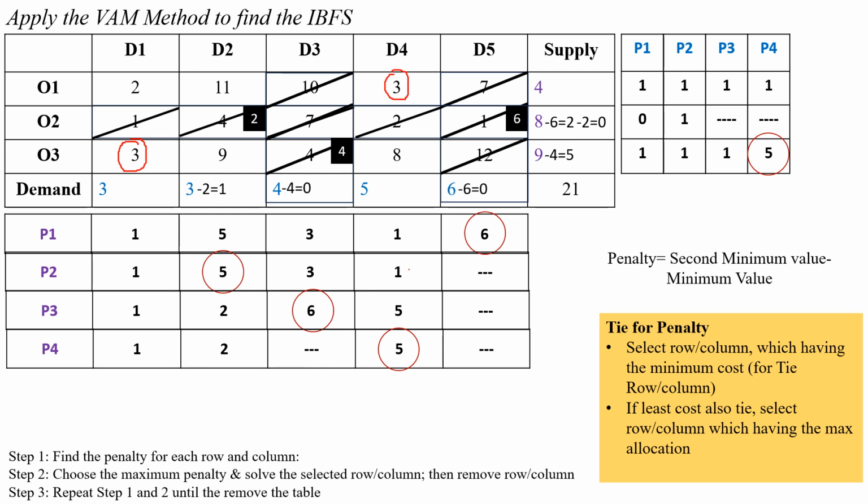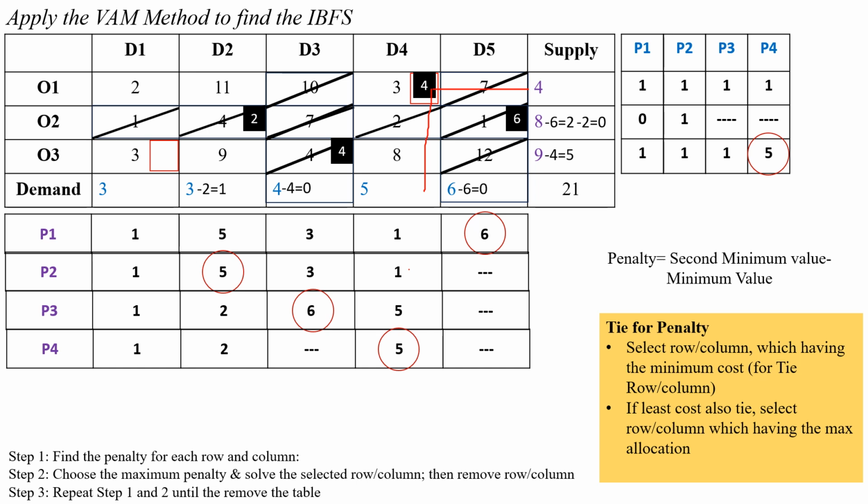So if the minimum cost also tie, then we have to select the row or column which having the maximum allocation. So first we have to observe the maximum possibility of allocation in the D4 column at the minimum cost cell. So here possibility of the maximum allocation for the D4 column at the minimum cost, that is the 3. So here I have to observe the supply is the 4 and demand is the 5. Then minimum value is the supply, so maximum possibility allocation is the 4.